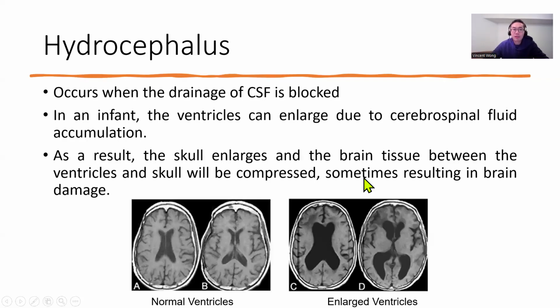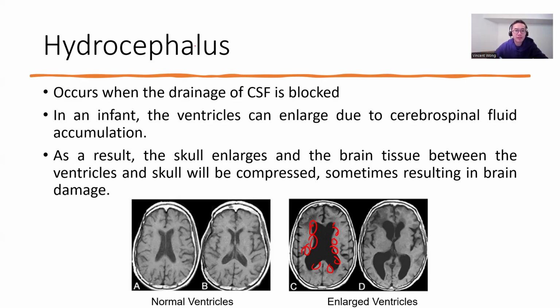And for adults, it's different. Our skull is fully ossified already, fully solidified, and there's no room for expansion. So all the extra pressure is going to cause the ventricles to become enlarged to a degree that's greater than what's going to be happening in an infant. And so this is the normal lateral ventricles. These are enlarged. And all these tissues right here surrounding the lateral ventricles, they're going to be compressed and potentially cause damage.